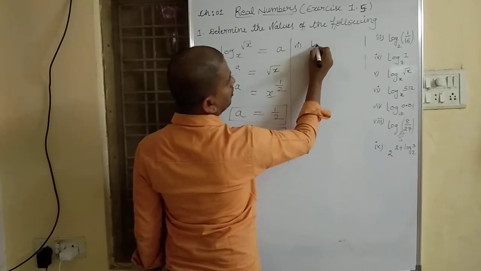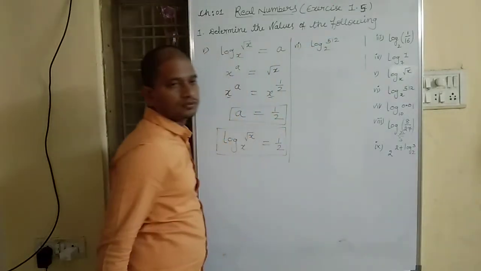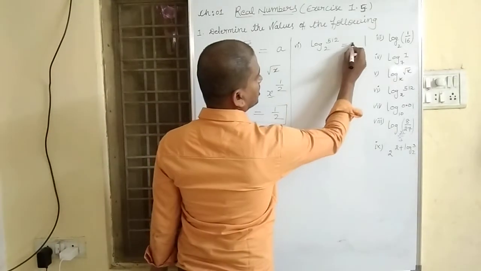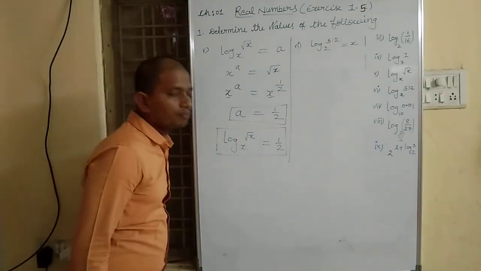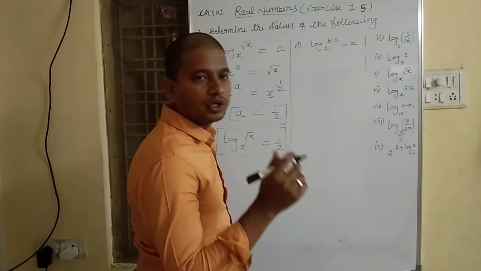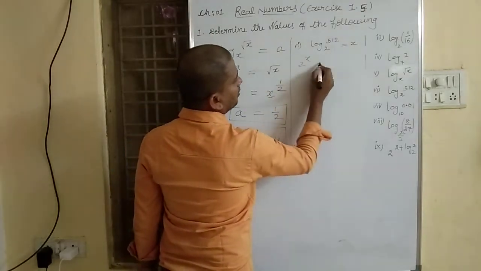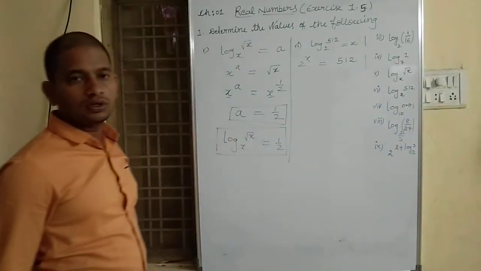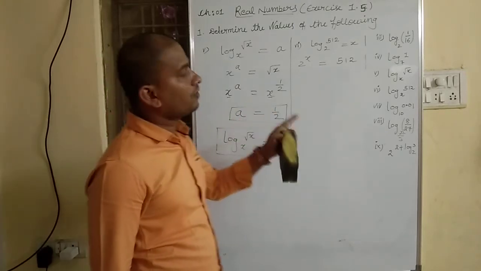log 512 base 2. Consider it as equal to x, which is our logarithmic form. Convert it into exponential form, that is 2 to the power x equal to 512. You know, 512 is 2 to the power 9.